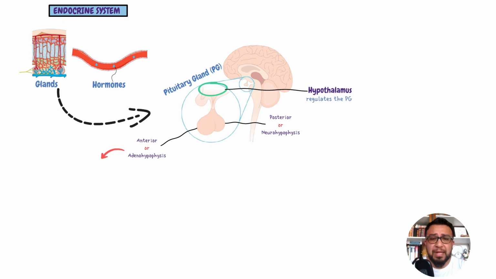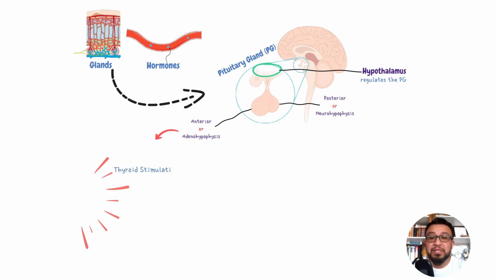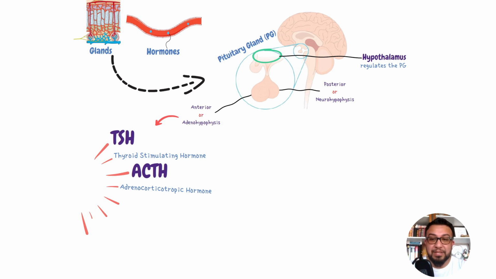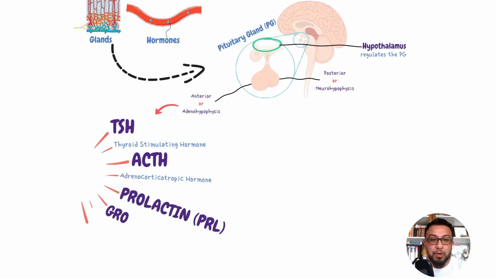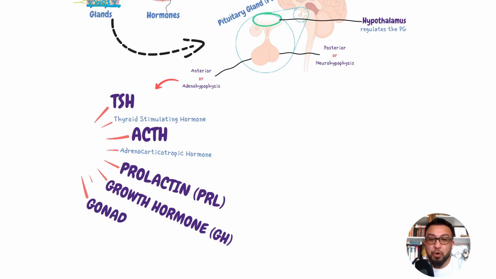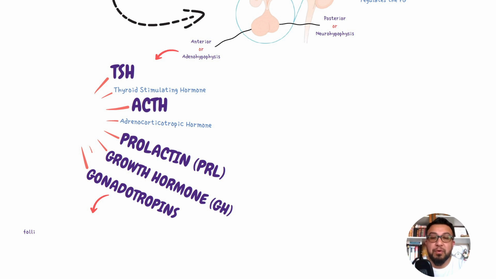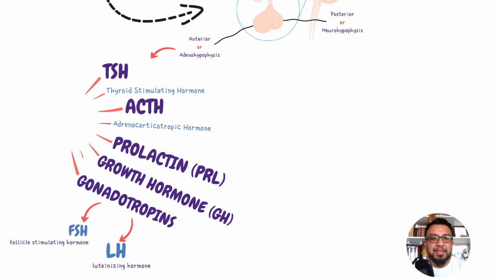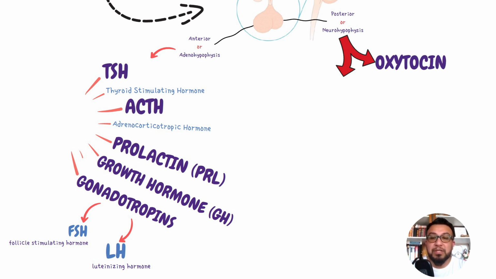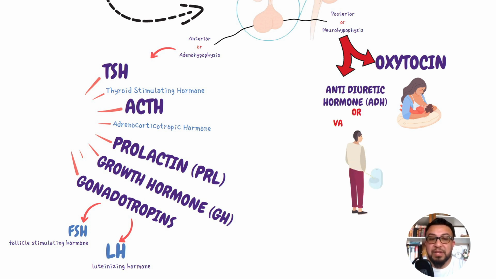Hormones that are secreted by the anterior pituitary gland include thyroid stimulating hormone, or TSH, adrenocorticotropic hormone, or ACTH, prolactin, PL, growth hormone, GH, and gonadotropins such as follicle stimulating hormone, or FSH, and luteinizing hormone, or LH. The posterior pituitary gland secretes something called oxytocin, which is responsible for the letdown reflex. In addition, antidiuretic hormone, or ADH, which reduces urine production, is also known as vasopressin.